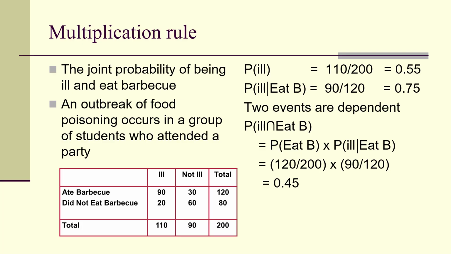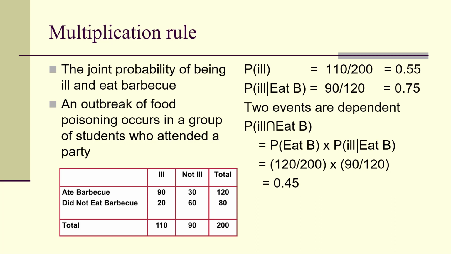Another example to illustrate how to apply the multiplication rule to calculate joint probability. This table summarizes the number of ill and not ill for the outbreak of food poisoning. We're interested to know the probability of being ill and consuming the barbecue. First, we can examine if the two events are dependent or not.